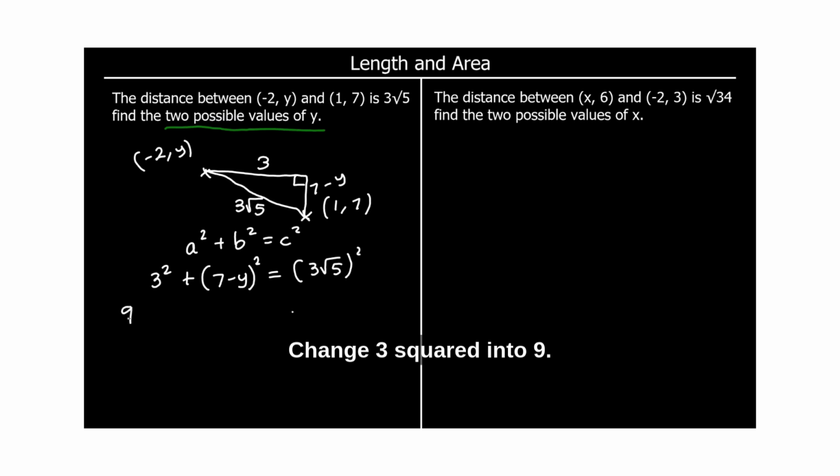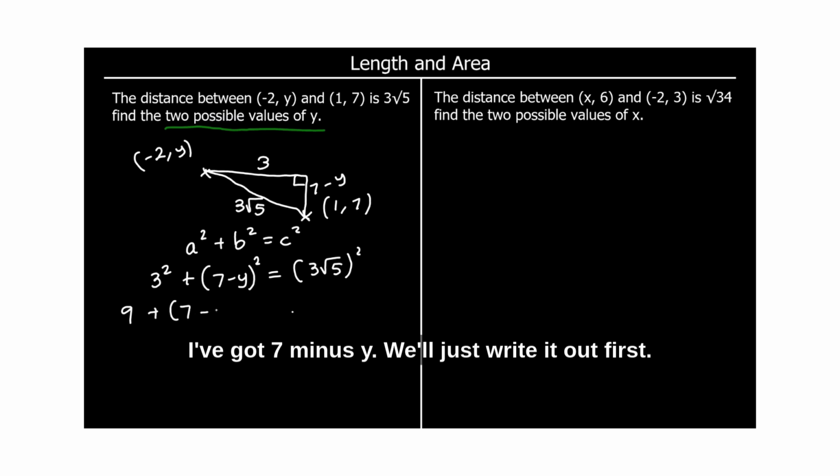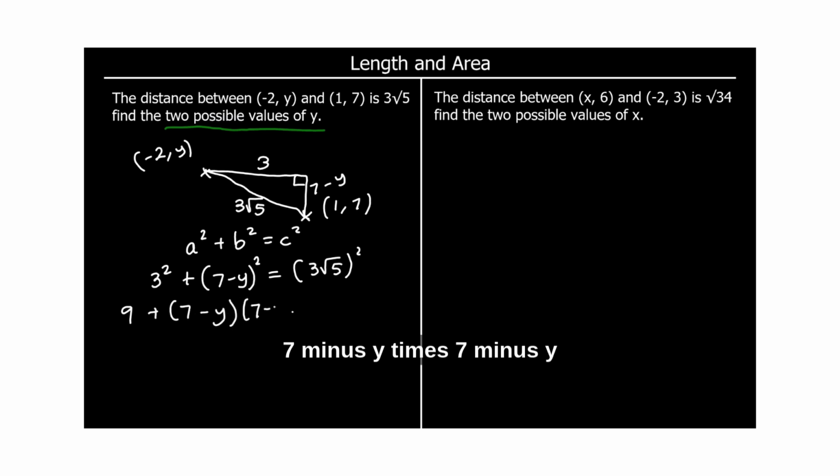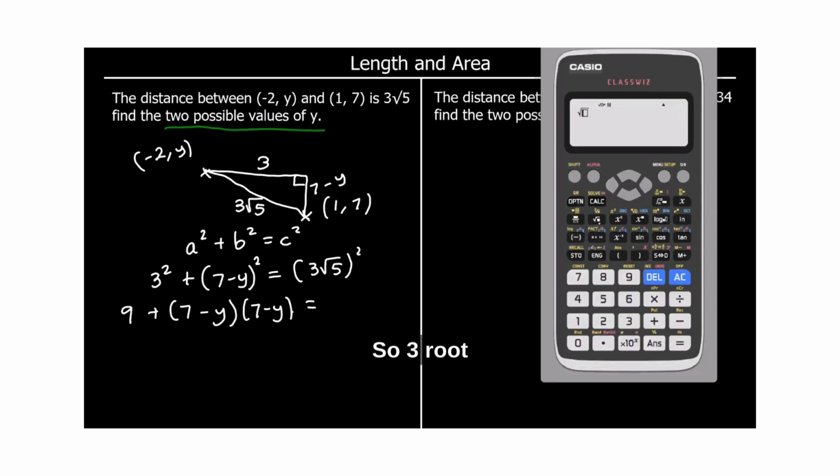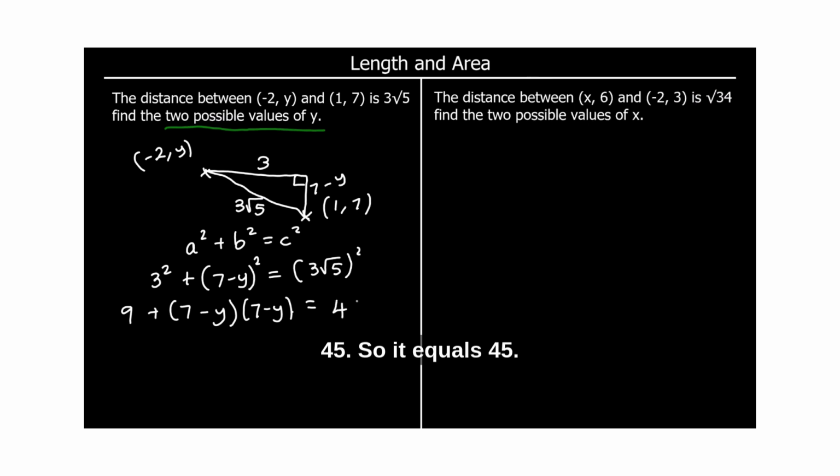Change 3 squared into 9. I've got 7 minus y. I'll just write it out first. (7 minus y) times (7 minus y) equals (3 root 5) squared. So (3 root 5) squared is 45. So it equals 45.